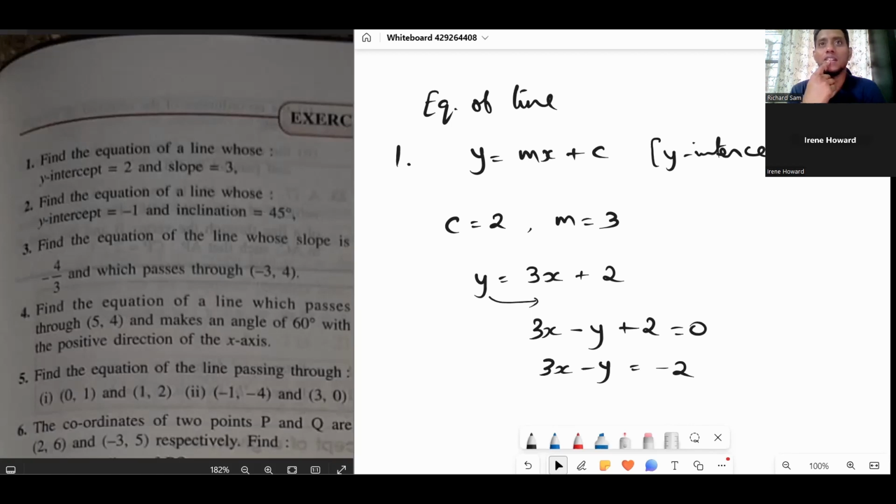Understood? Yes. Tell what you understood. There are 2 points, one on the x-axis and one on the y-axis. A line cuts the x-axis and the y-axis. So where it cuts the x-axis, that point is called the x-intercept. Where the line cuts the y-axis is called the y-intercept. Just that number.